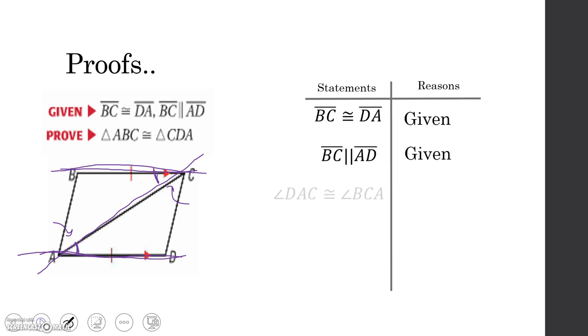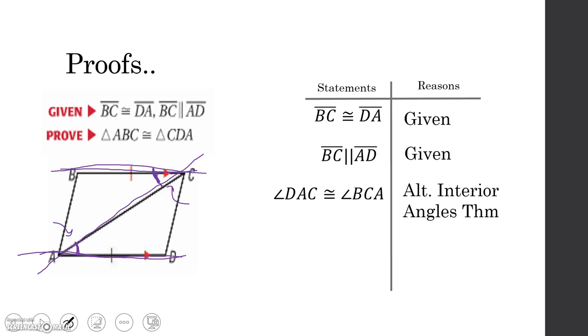Okay? So my next statement is going to be that angle DAC, this angle right here, is congruent to angle BCA, this one up here that we just identified, and the reason is the alternate interior angles theorem. That's something we learned way back in Unit 2. So it is going to come back and you're going to see it quite a bit. So just be aware of that, okay?